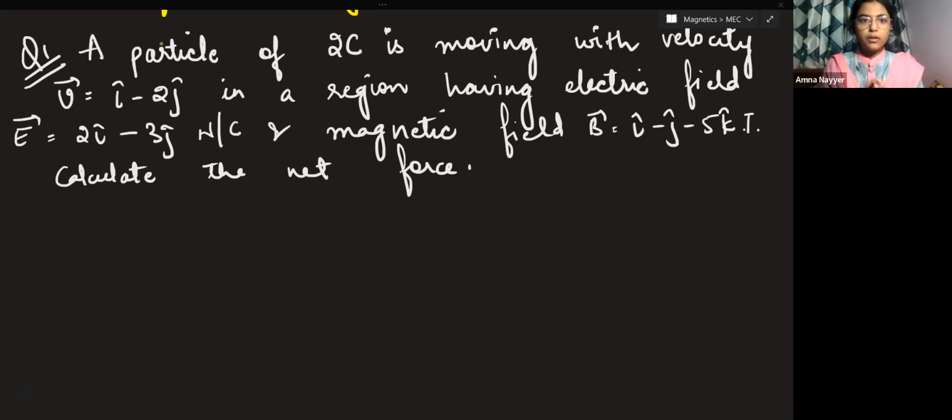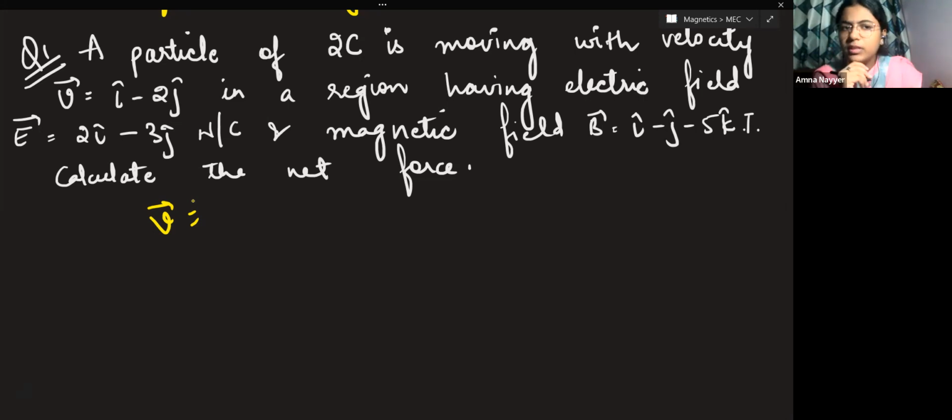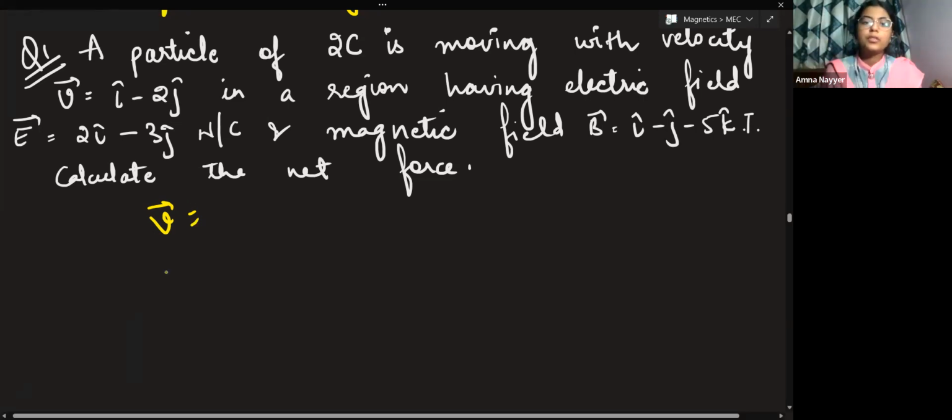Any answers coming, or should I discuss it now? I haven't received any answer yet. Okay, let's discuss it. See, velocity is given to you. Instead of giving the terms in direct magnitude with the unit, they have given you in terms of Cartesian form. Like velocity is given as I cap minus 2j cap meter per second. Just add meter per second in the question.